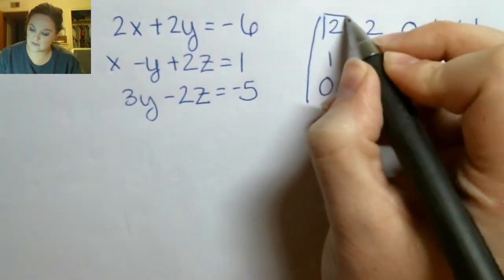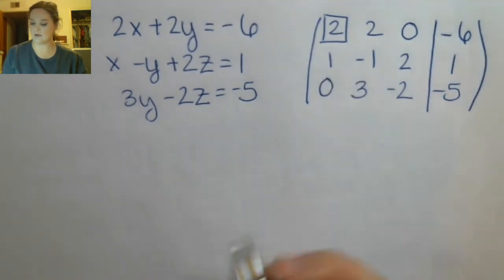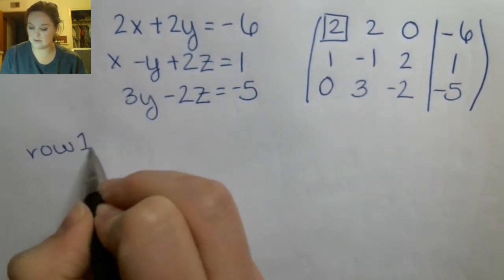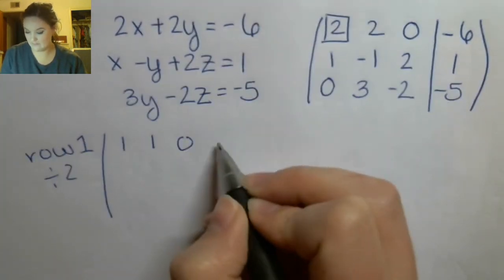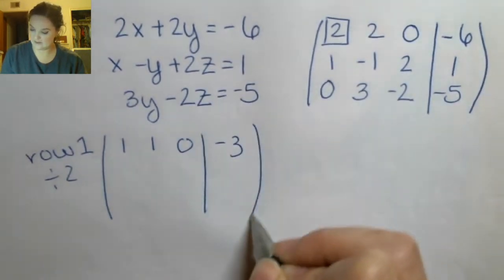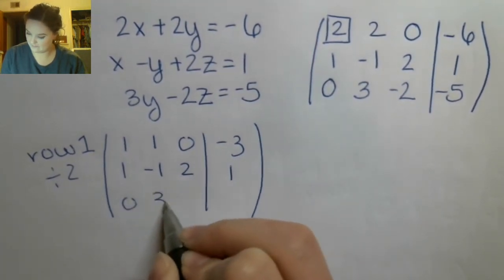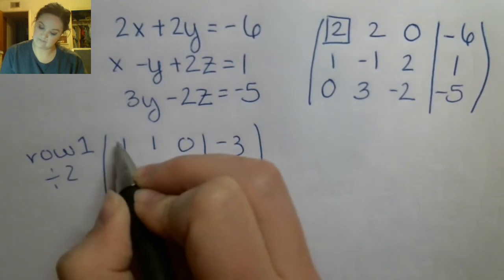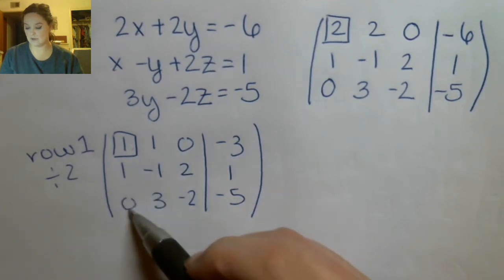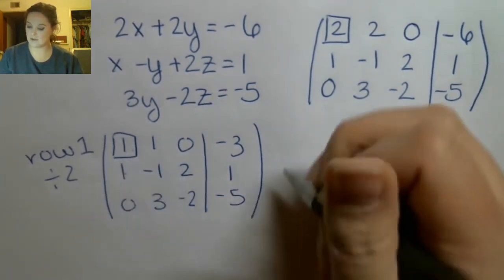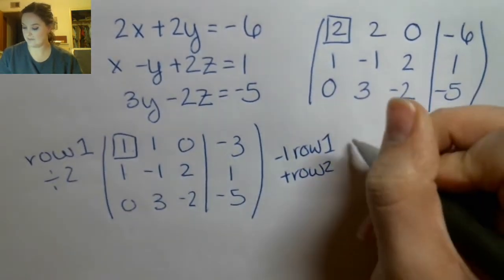All right, so we're going to start in the top left corner, and we're going to use division to make this a 1. So I'm going to divide the top row by 2. Then I'm just going to copy rows 2 and 3. Now that the diagonal entry is a 1, I'm going to get zeros below it. So here I'm going to do -1 times row 1, and add it to row 2.